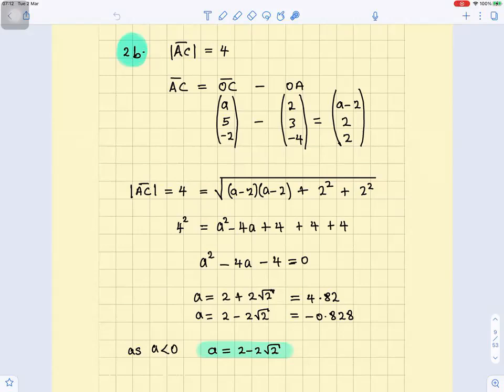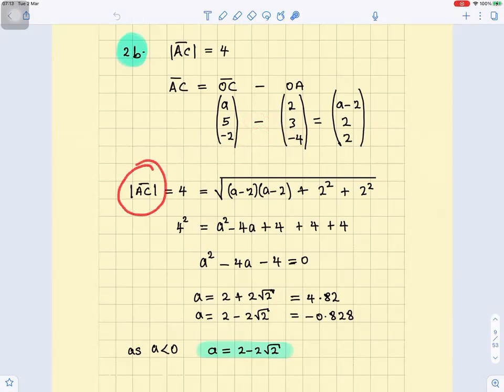For question 2B, the magnitude of AC is equal to 4. So to go from A to C, you go OC minus OA. Remember the second letter minus the first one. OC is a, 5, minus 2 and OA is 2, 3, minus 4. So a minus 2, 5 minus 3 is 2, minus 2 minus minus 4. This minus and minus becomes a plus. It becomes 4 minus 2, which is 2.